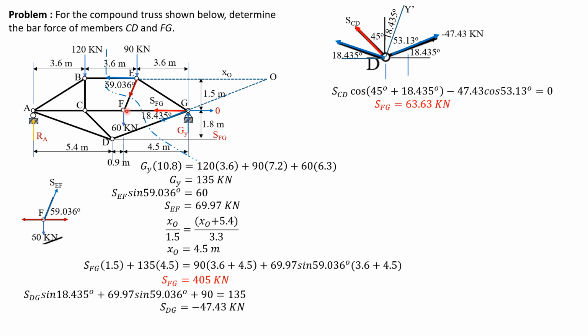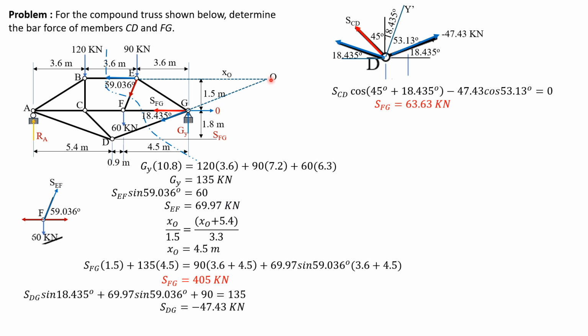over this distance, because that's 7.2 and this is 5.4, 6.3 rather. So this is 0.9 and 1.5. So inverse tangent of 1.5 over 0.9 is 59.036 degrees, which is that angle also. So summation of forces y equals 0, SEF sine 59.036 equals 60. So SEF equals 69.97 kilonewtons. So it is a tension member.